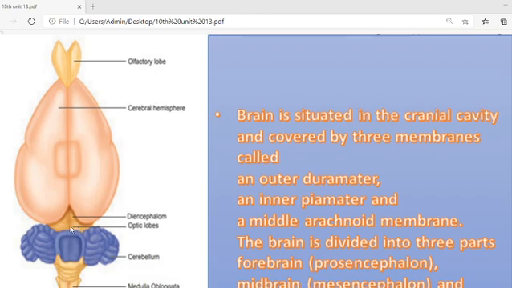The midbrain is the place for the optic lobes, which are responsible for vision. The last part is the hindbrain, which has the cerebellum, pons varolii, and the last part, the medulla oblongata. The medulla oblongata connects to the spinal cord. Clear, students? We will study this in detail in higher classes. Okay, thank you students.